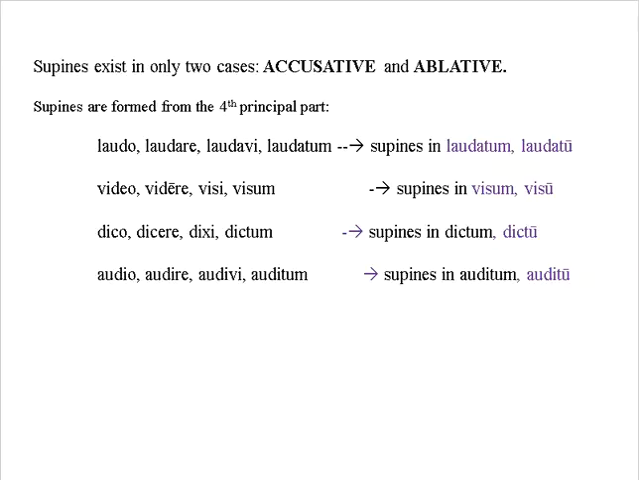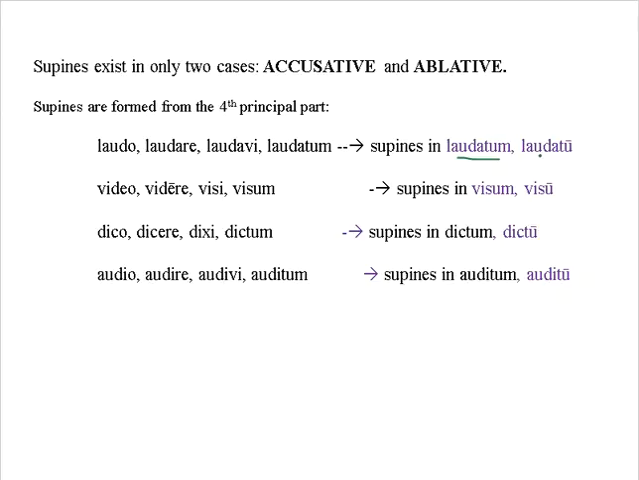Alright, just in case anything wasn't clear earlier today with the supine lecture, I want to go back over this. So remember, supines are formed based on your fourth principal part. The accusative supine will be identical to the fourth principal part in the neuter gender. So, for example, take a look at a first conjugation verb with laudatum.